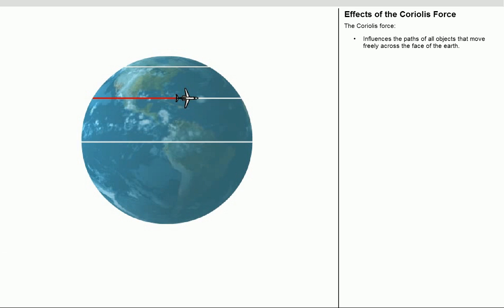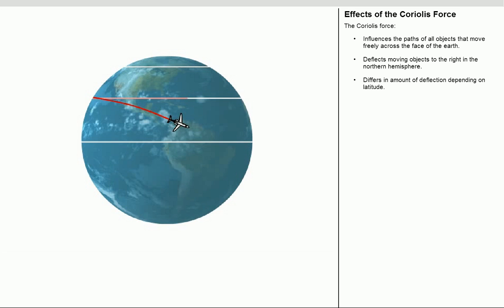This force influences the paths of all objects that move freely across the face of the Earth. In the northern hemisphere, the Coriolis force deflects moving objects to the right. The amount of deflection differs depending on the latitude.